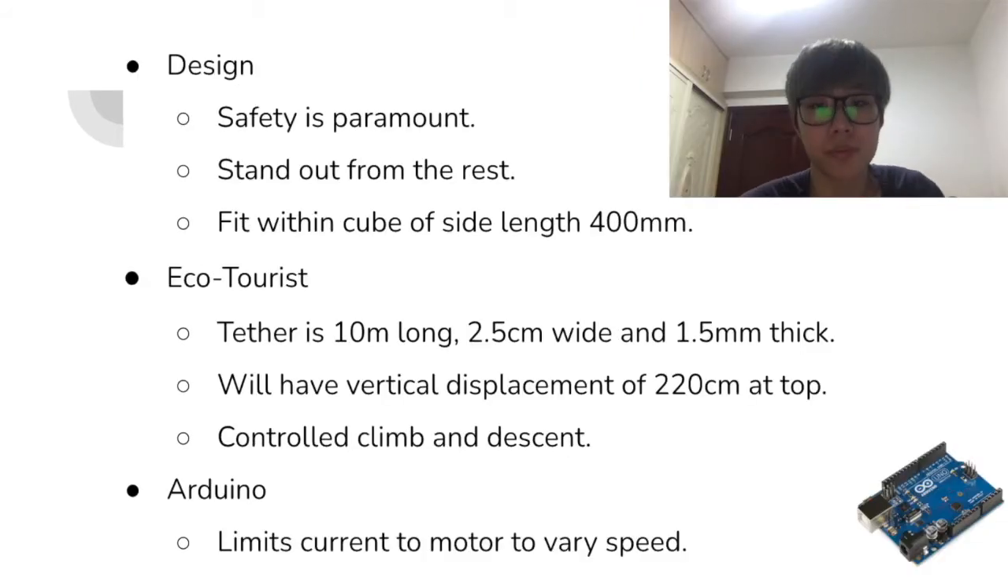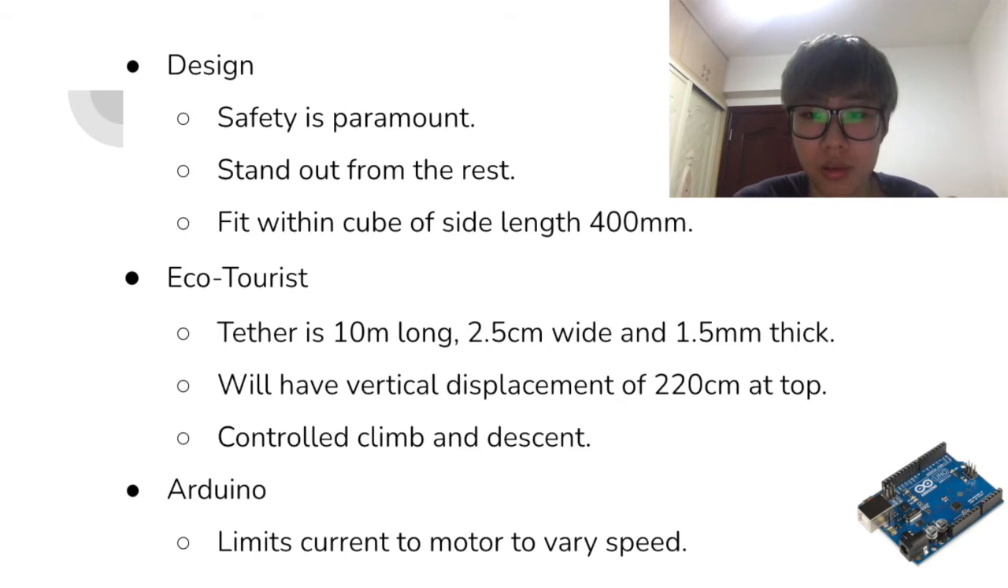The cable car must be capable of transporting an ecotourist up a tether which is 10 meters long, 2.5 centimeters wide, and 1.5 millimeters thick, of height 220 centimeters, with a controlled descent to its original starting point at the end of the tree, ensuring the safety of the passenger at all times. An Arduino will be used to limit current flow to vary the speed of the motor in order to control the climbing and return. The cable car must be totally safe for the ecotourist, meaning it shouldn't involve hazards such as exposed screws or sharp edges.